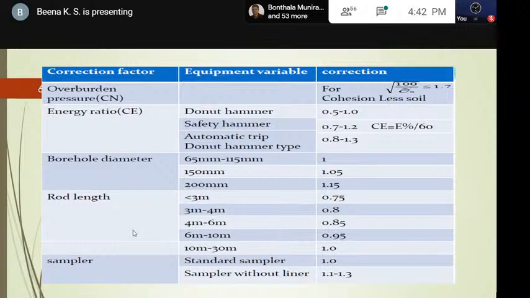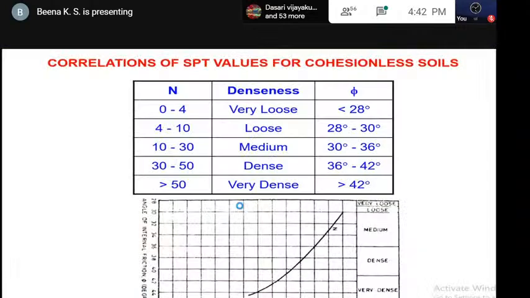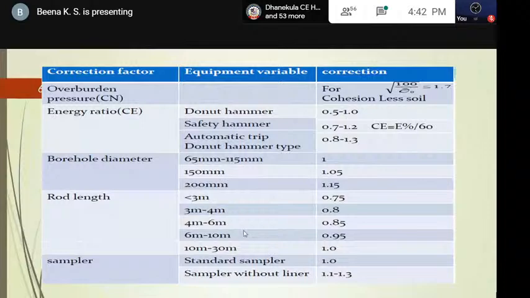For rod length, it's again a measure of the depth at which we are taking the sample. If the rod length is less than 3 meters, it is 0.75. Between 3 and 4, 0.8. Between 4 and 6, 0.85. 6 to 10, it is 0.95. 10 meter to 30 meter, it is taken as the standard value 1.